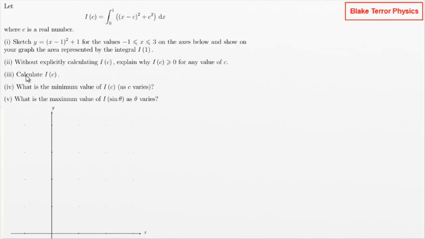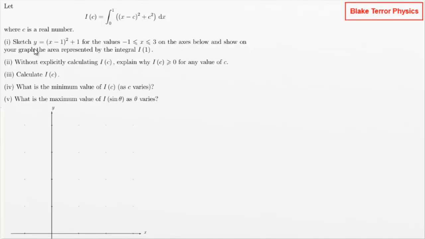And then we're integrating. So it's asked us here for the first part of the question, sketch y equals (x minus 1) squared plus 1 for the values minus 1 to 3 inclusive on the axes below. Show the area represented by the integral I1. So I'm assuming this is I1. This is the function we're integrating for I1. So if we put c equal to 1 into the guts of this integral, then we get (x minus 1) squared plus 1, which is what we're plotting out.